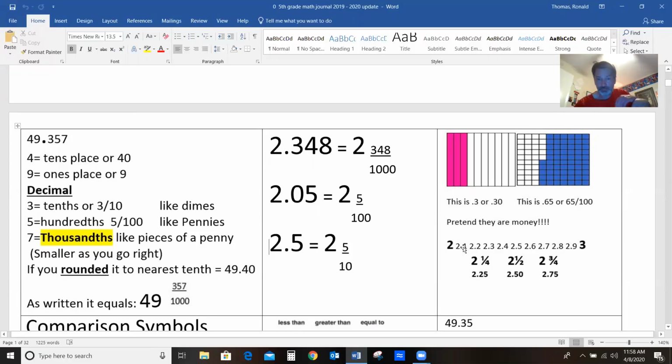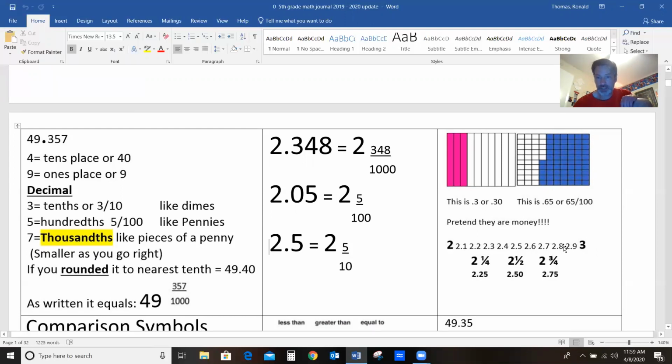Here's showing you that between every whole number, a 2 and a 3, there are decimals. This is not a complete picture. It's just some of the main ones. 2.1, pretend it's money, like $2.00, $2.10, $2.20, 30 cents, 40 cents, 50 cents. That would be in the middle, right? So wouldn't that be 2.5? Because decimals and fractions or division are the same thing. So 2.50, 2.5, all means the same thing.